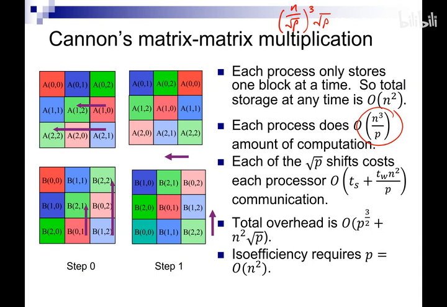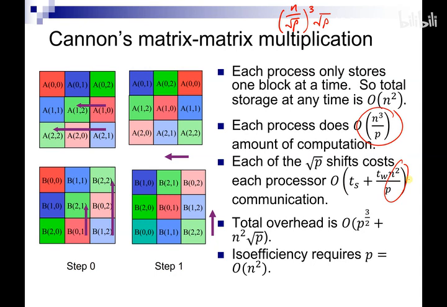And then finally for the communication time, the only communication you need to do is for the shifting. When you shift, you're just shifting one block, and the blocks have n² divided by p values. You do all the shiftings concurrently, in parallel. So that is the time for each processor to do the communication. And so the overall communication overhead is just going to be p times this.